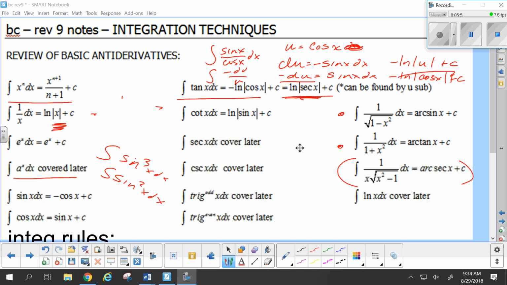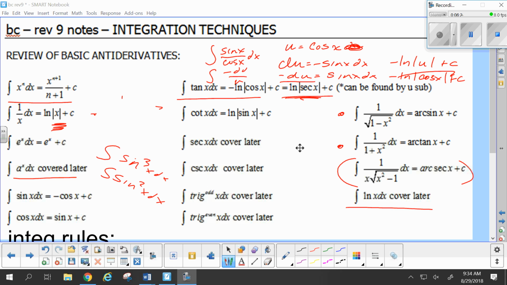1 over the square root of 1 minus x squared is arc sine of x, and 1 over 1 plus x squared is the arc tangent of x. Integrating natural log, that also we'll cover later, but maybe you did it last year. Do you remember how to integrate natural log? It takes a skill I think you learned at the end of the year. It requires integration by parts.